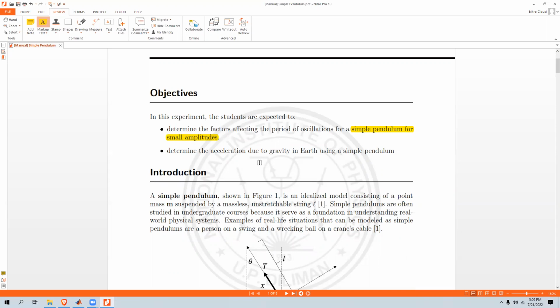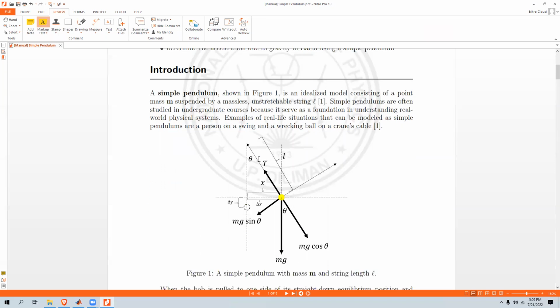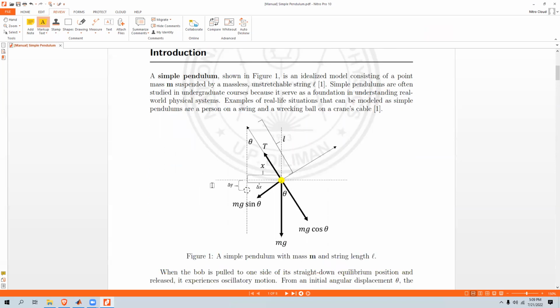So what is a simple pendulum? Basically, a simple pendulum, as shown here in this figure, is an idealized model consisting of a point mass suspended by a massless unstretchable string. We say idealized because we have simplified a lot of factors compared to a real-world pendulum.